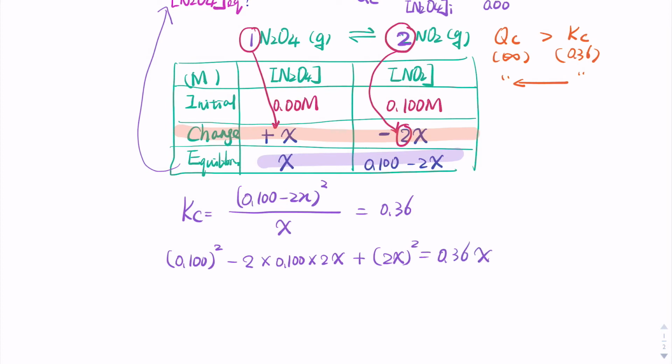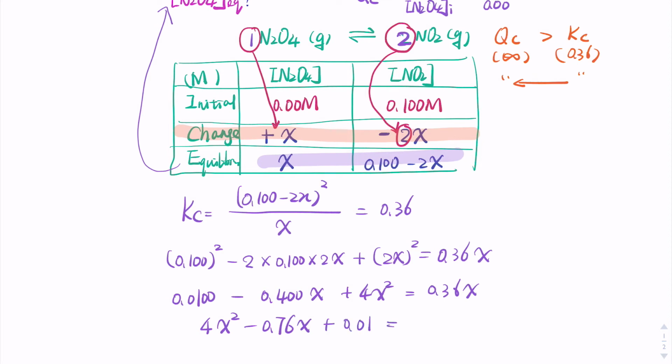I just cross multiply x to the other side. Now you just simplify this expression, so it's going to be 0.01 minus 0.4x plus 4x squared equals 0.36x. I'm going to put x to the left side, and then organize it into this order. So we'll have 4x squared minus 0.76x plus 0.01 equals 0.